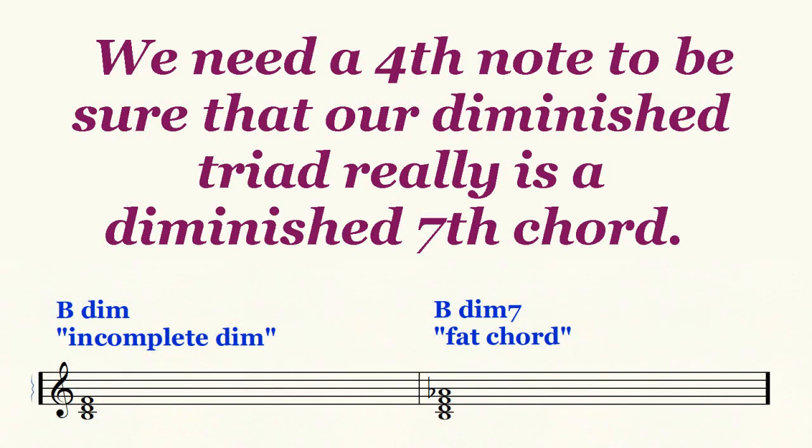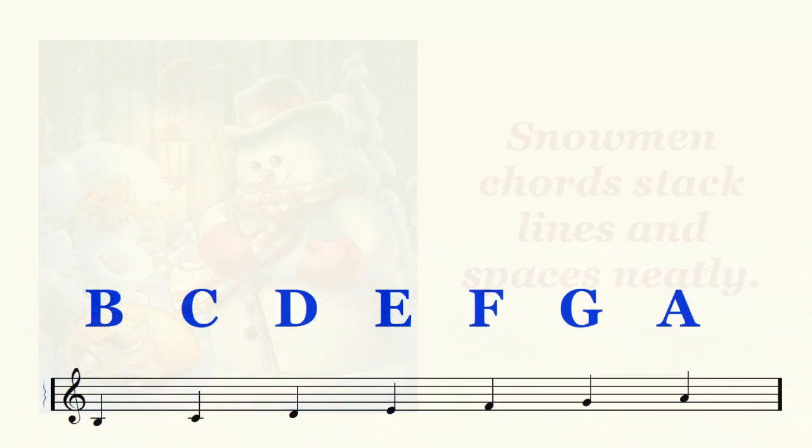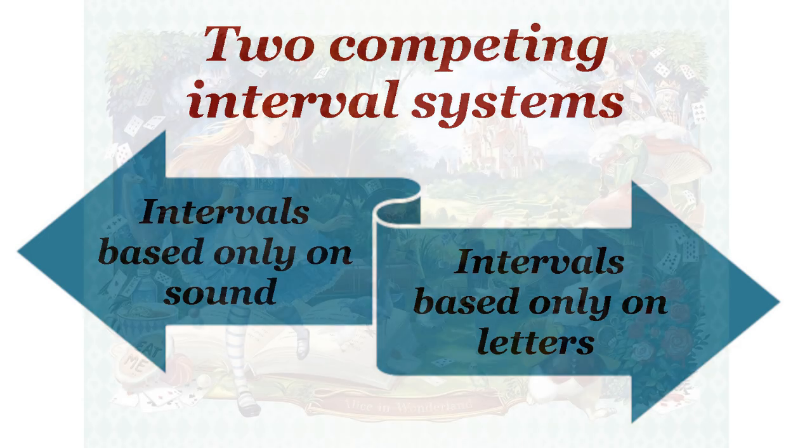This B diminished triad is often written as B diminished. When we add a 4th note on the top, it is often written as B diminished 7. The B diminished 7 name comes from one form of the chord, which is a snowman. So the name assumes the spelling B, D, F, A flat. The 7 simply refers to the 7th letter, A, in the sequence B, C, D, E, F, G, and A. So this name is based on both the sound of the chord and its notation.